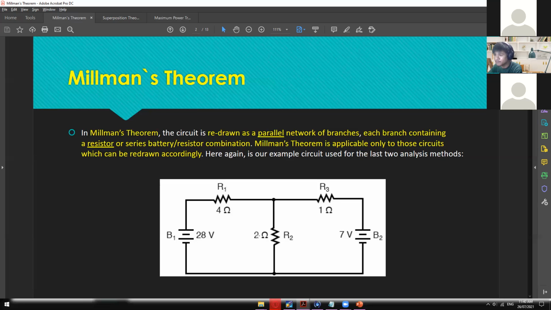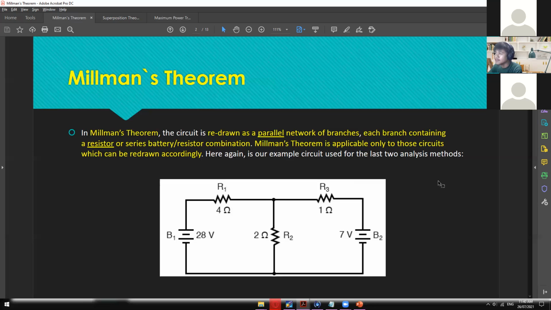So there must be at least five components. One, two, three, four, and then five. So you can have more. You can have another branch right here, as long as you already have two branches with two resistors and two batteries, each in series with each other.